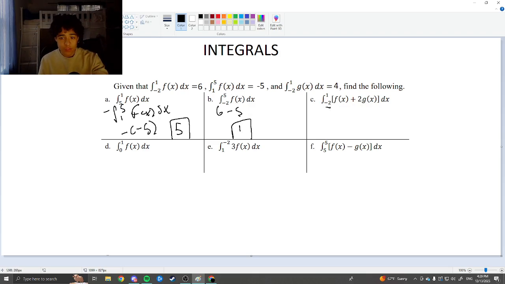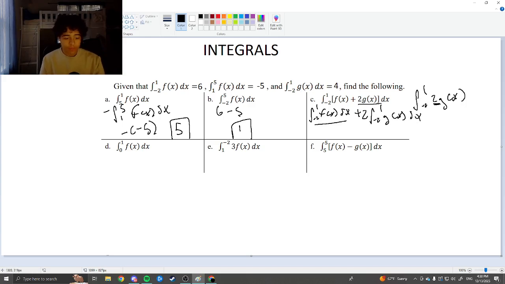C here is getting a little bit harder. We have from -2 to 1 of f of x plus 2g of x. So like I said before, when you're adding two things together in an integral, you take the integral of each. So you have -2 to 1 of f of x dx, plus the integral from -2 to 1 of 2g of x. But since it's multiplied by a constant, we can move the 2 to the front and just have 2 times the integral from -2 to 1 of g of x dx. And now that we have what they are, we just substitute it. So -2 to 1, you just have 6, and for g of x, you have 4. So you have 2 times 4. So you have 6 plus 8. You're left with 14.